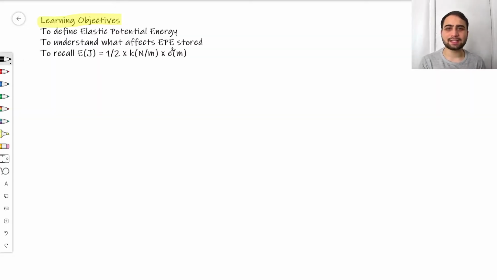My name is Willem and today we're going to look at elastic potential energy. We have a few learning objectives: to define elastic potential energy, to understand what affects the elastic potential energy stored, and to recall that elastic potential energy, in joules, is equal to a half times the spring constant, in newtons per meter, multiplied by the extension squared, also in meters. So if you're ready, let's get right into it.